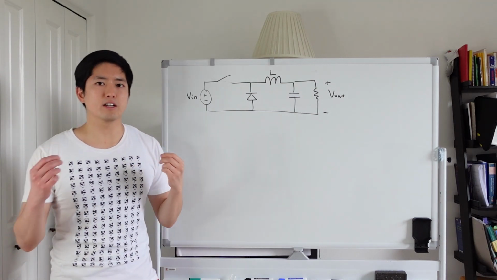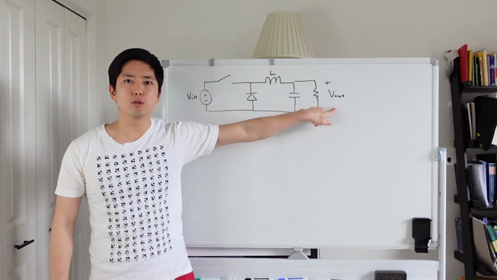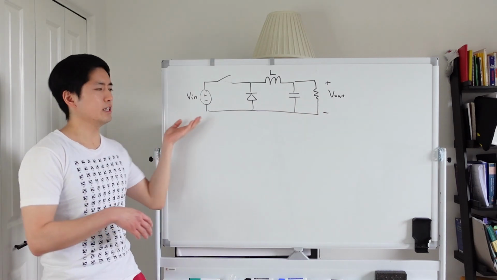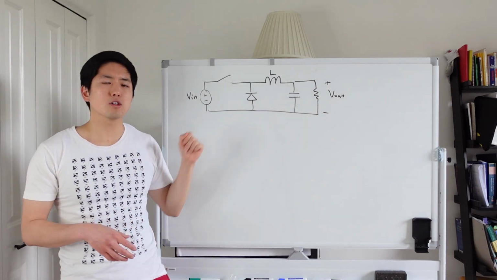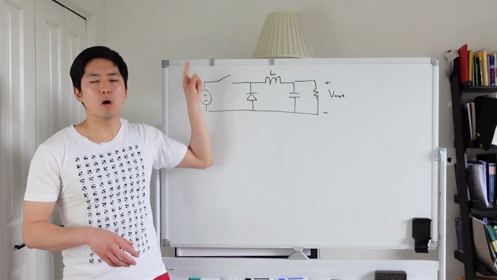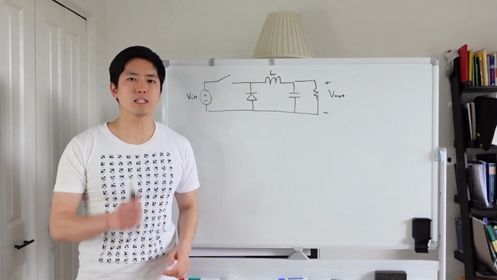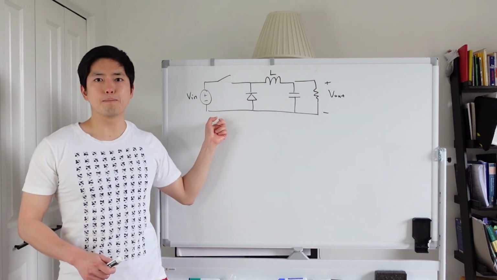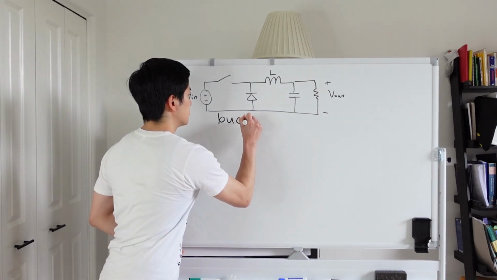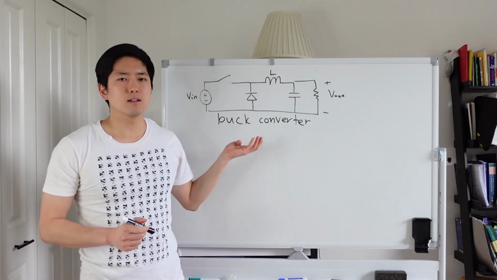And you will find later on that the output voltage will be a function of the input voltage here, as well as the duty cycle with which you are turning on and off this switch here. So as I mentioned, this circuit's called a buck converter. And it's also known as a step-down converter.